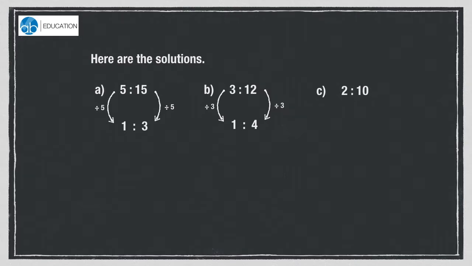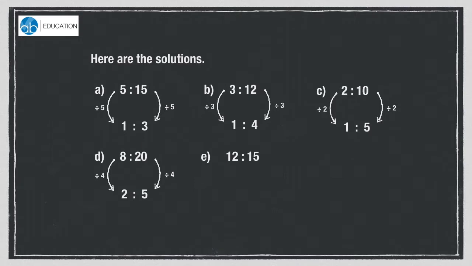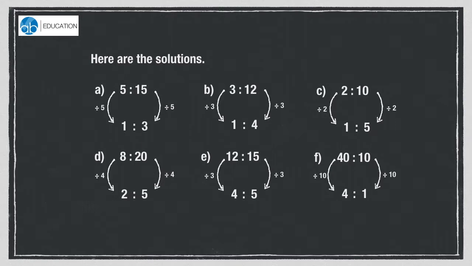And here are the solutions. For question A, we're dividing both sides by 5, so we get 1 to 3. Question B, divide both sides by 3 to get 1 to 4. C, we divide both by 2 to get 1 to 5. D, divide both sides by 4 to get 2 to 5. E, both sides by 3 to get 4 to 5. And F, both sides by 10 to get 4 to 1. Remember, what you do to one side, you must do to the other.